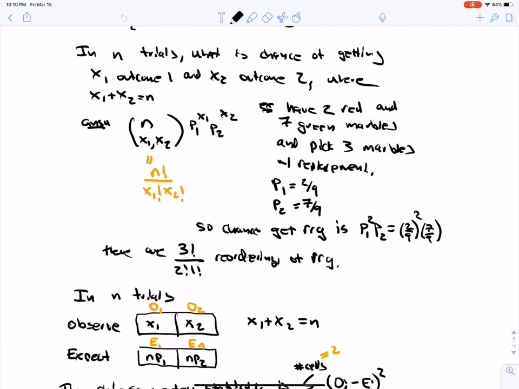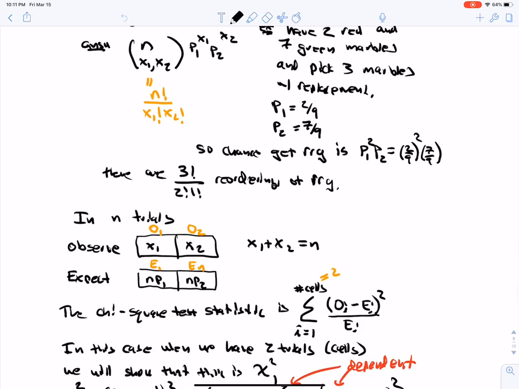So that's just the binomial formula. Now, let's think about this in terms of chi-squared. So in n trials, we observe, let's say, x1 of outcome 1 and x2 of outcome 2. Now, because the cells are binomial, you would expect np1 of outcome 1 and np2 of outcome 2.